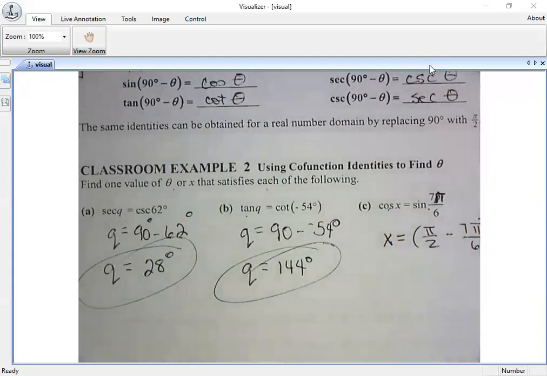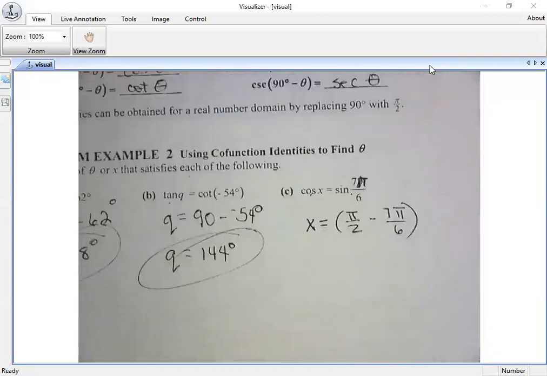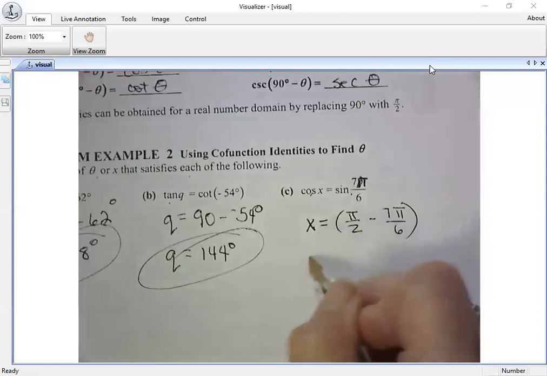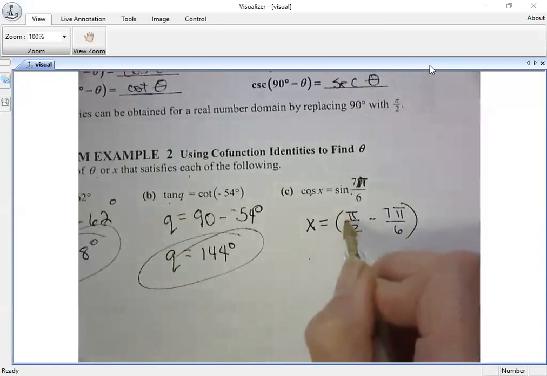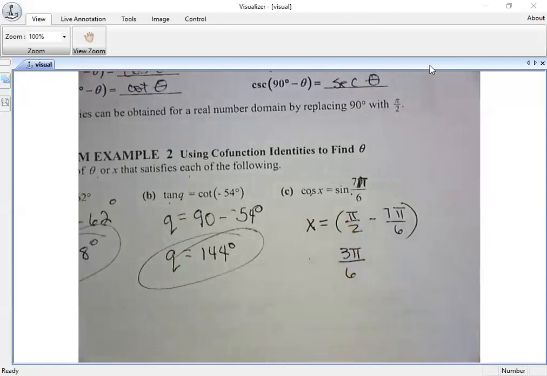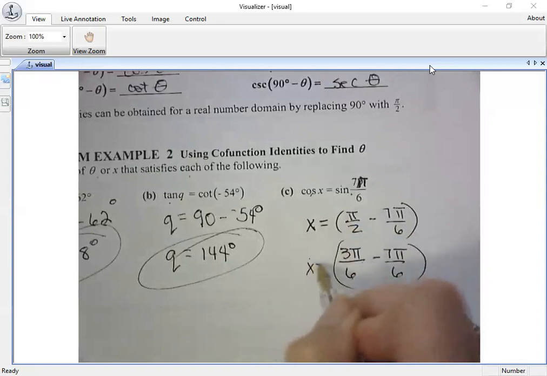Okay, now, if I want to subtract those, I have to have a common denominator. What will it be? 6. So I'm going to multiply this first fraction by 3 over 3. That gives me 3 pi over 6 minus 7 pi over 6. That's what x is equal to.